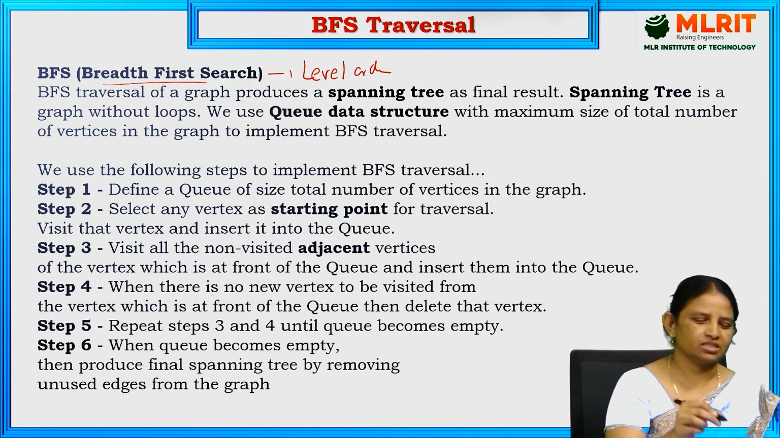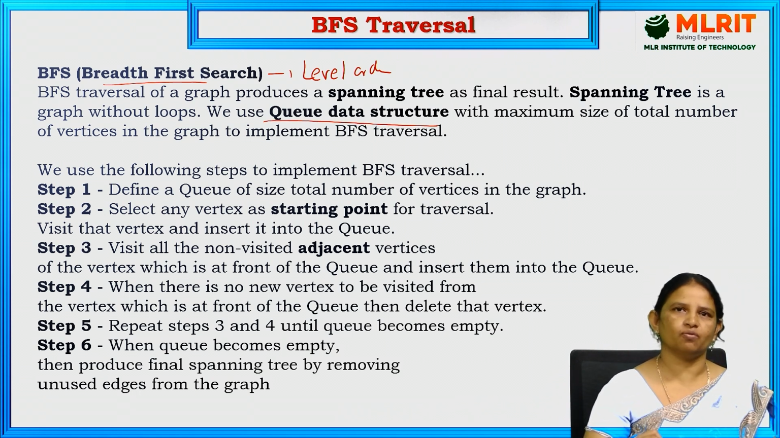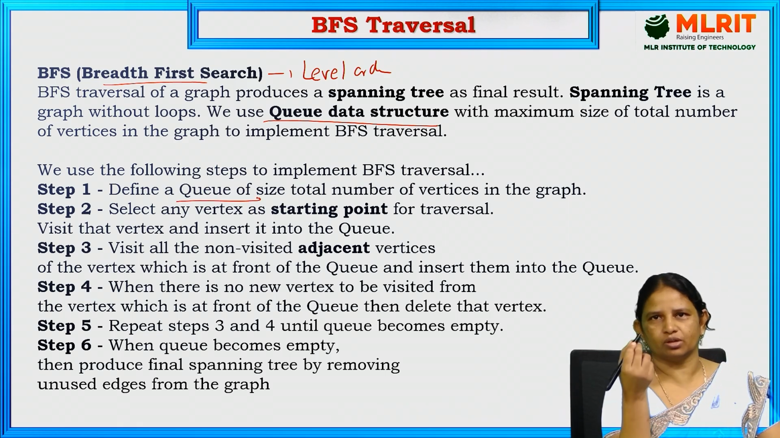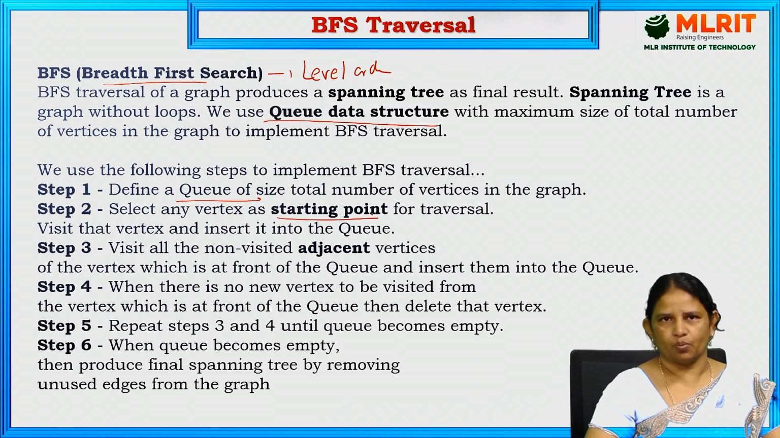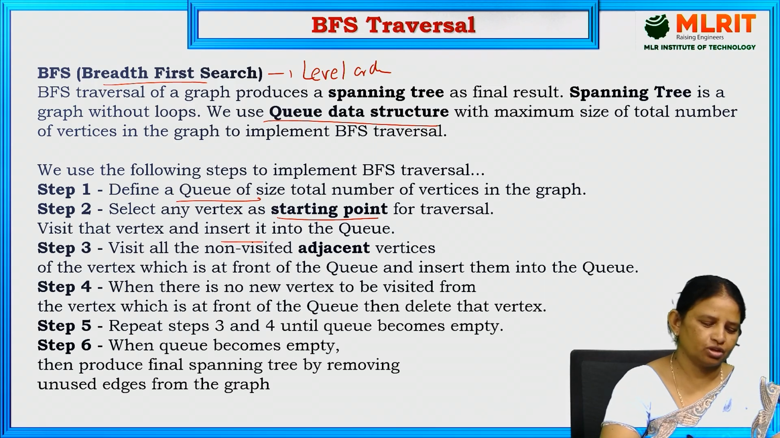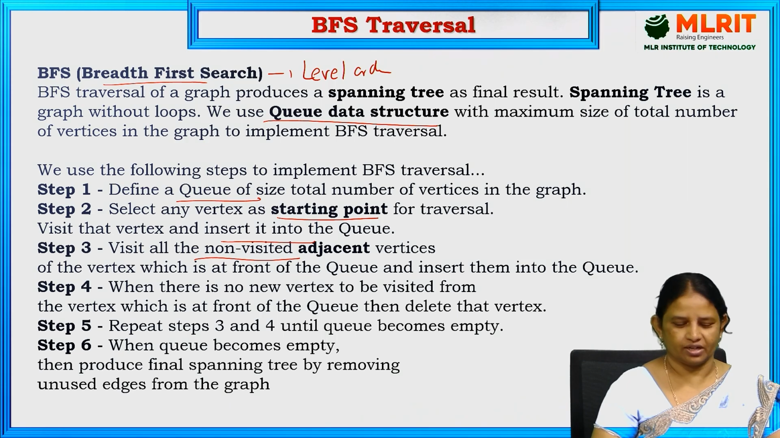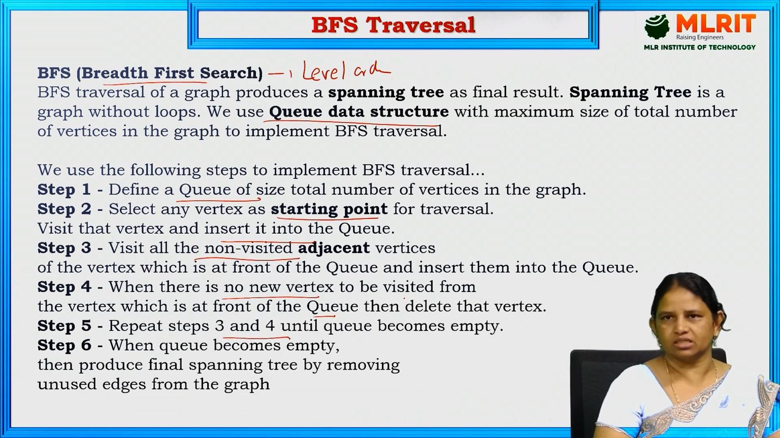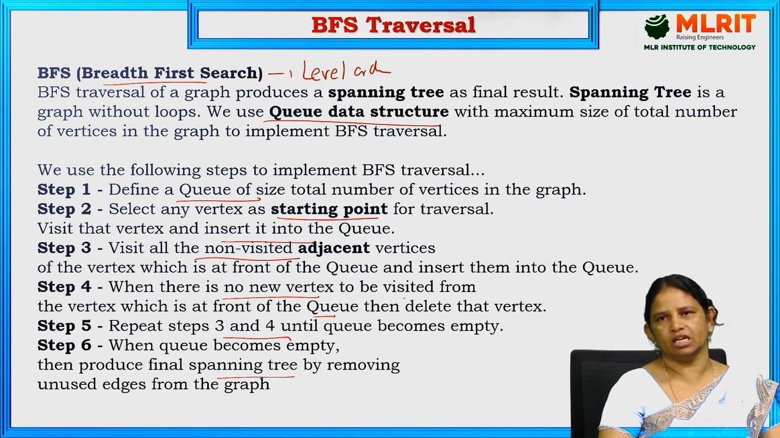For the BFS traversal, we can use a queue as a data structure for maintaining the list of visited nodes. So we need to define the queue of size equal to the total number of vertices. We need to start from a vertex, that is called the starting point. The vertex which is visited is pushed onto the queue and we visit all the unvisited adjacent vertices. If there is no new vertex to be visited, then we delete the front element of the queue. Repeat this process until the queue is empty. Once the queue is empty, we have to draw the spanning tree for the following graph.